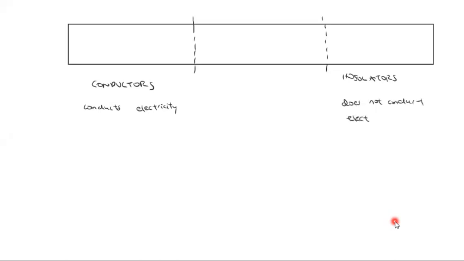So in other words, we might very easily split things up into what are called conductors, and we might call them insulators. And in very simple terms, we will say that a conductor conducts electricity, and an insulator does not conduct electricity. But you should understand that as far as conductors go, some conductors are better than others, and as far as insulators go, some insulators are better than others.